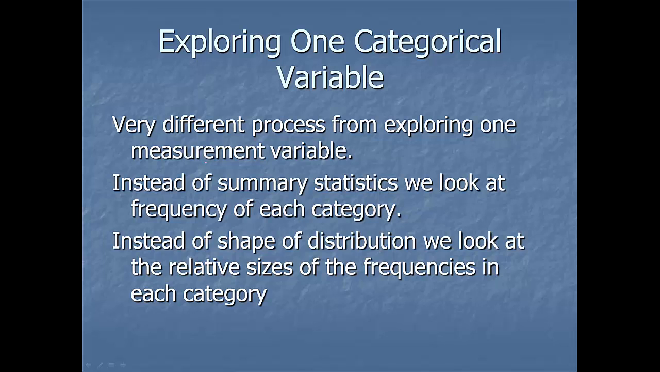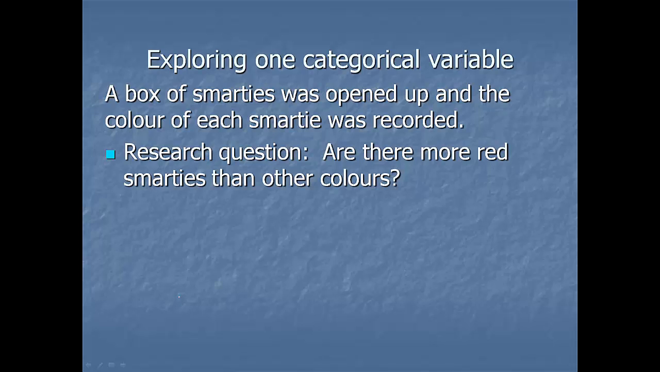Now quickly we'll look at exploring one categorical variable. It's a very different process from exploring one measurement variable. Instead of summary statistics, we look at the frequency of each category. So how many individuals said yes, how many said no, how many had red hair, blue hair, and so on. Instead of the shape of the distribution, we look at the relative sizes of the frequencies. That's what we're interested in. So are there more red Smarties than other colors in a box of Smarties?